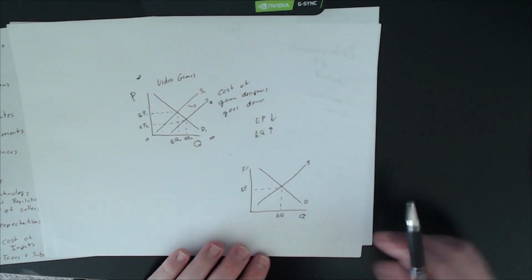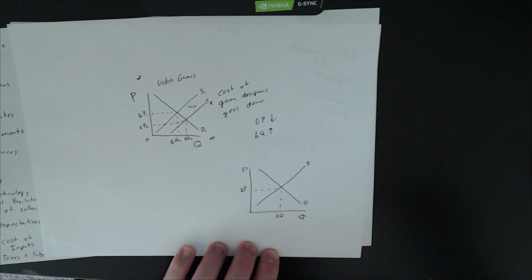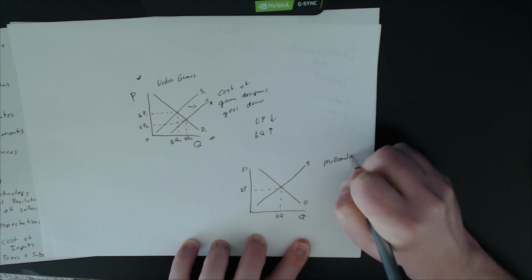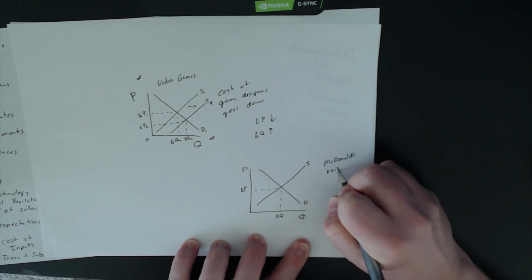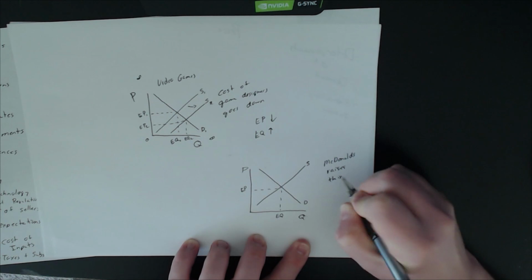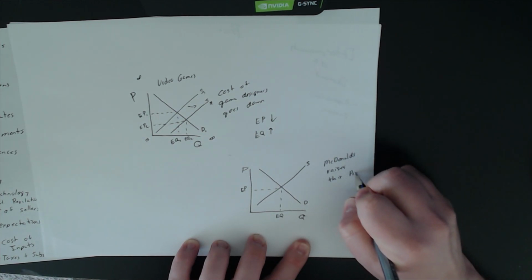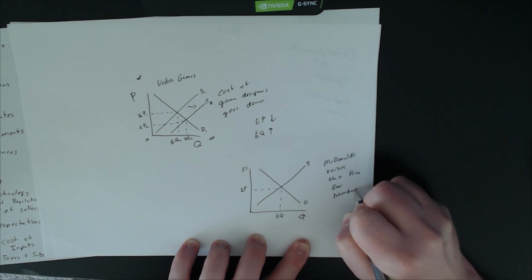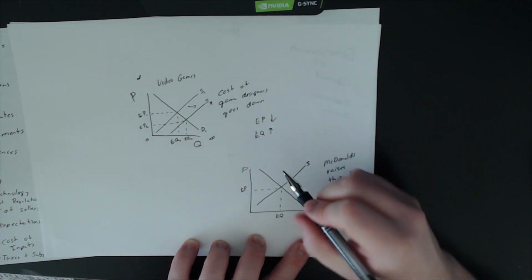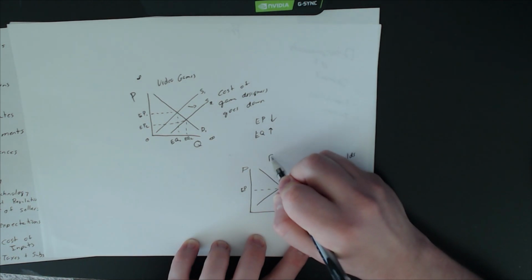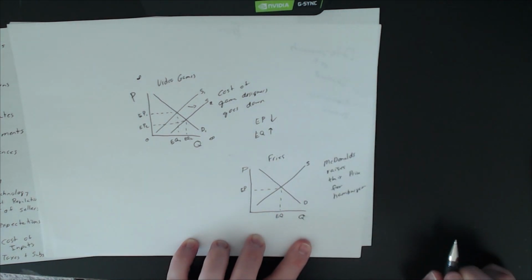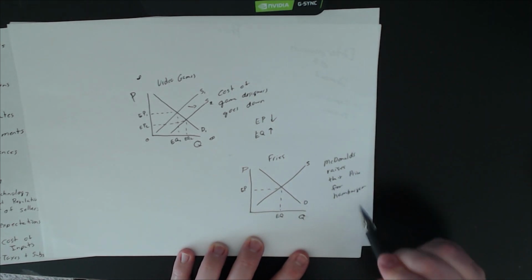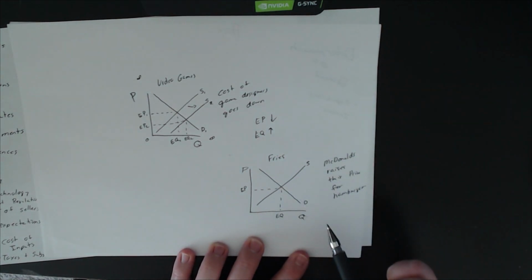So now for another example. Here's one. McDonald's raises their price for hamburgers. And what we're going to graph for are their fries. Okay? So, little scenario. McDonald's raises the price of their hamburgers. We're going to graph for the fries.